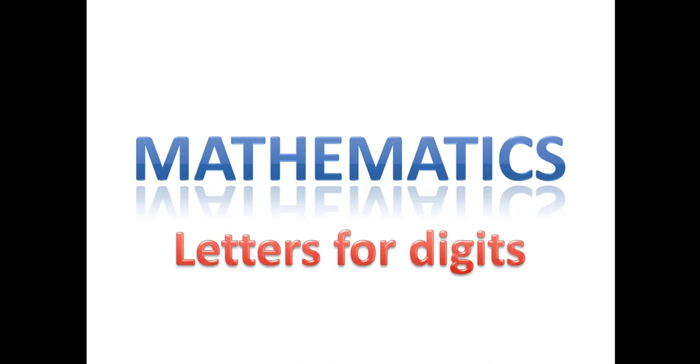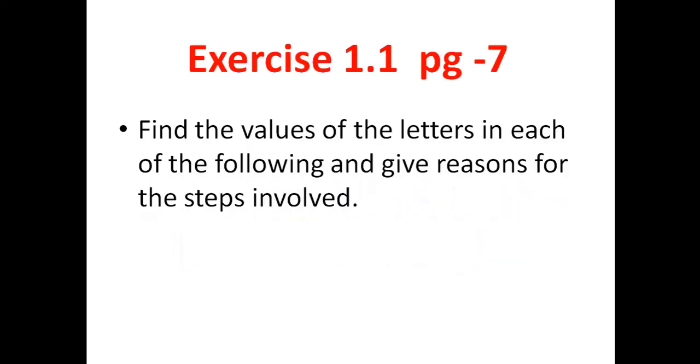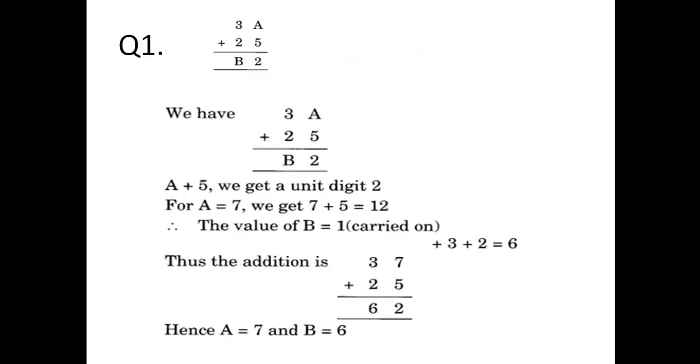In this video we are going to solve exercise 1.1 on page number 7. First question is: find the values of the letters in each of the following and give reasons for the steps involved. First question is 3a plus 25 equals b2. So we have to find the value of a and b in this question.